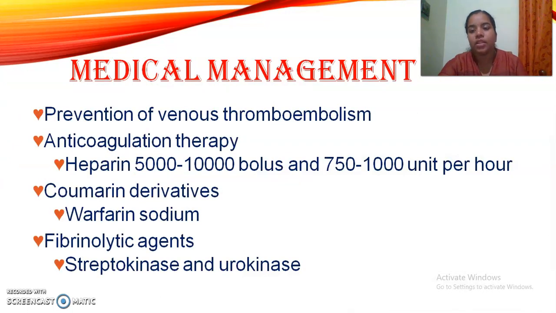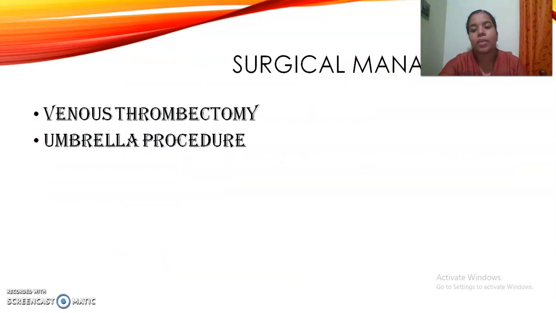DVT. Then the medical management is prevention of venous thromboembolism, then anticoagulation therapy, especially heparin 5,000 to 10,000 bolus, and 750 to 1,000 units per hour, and the coumarin derivative, then the fibrinolytic agents, that is streptokinase and urokinase. Then the surgical management is venous thrombectomy and the umbrella procedure.